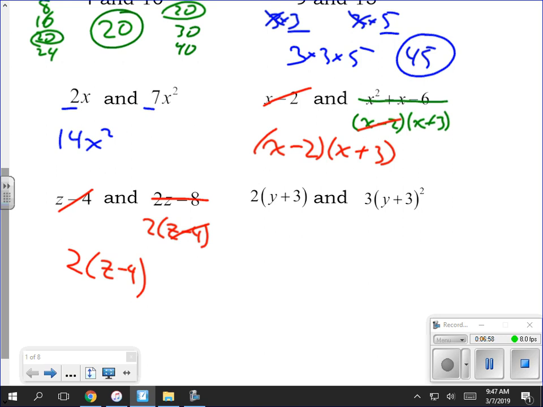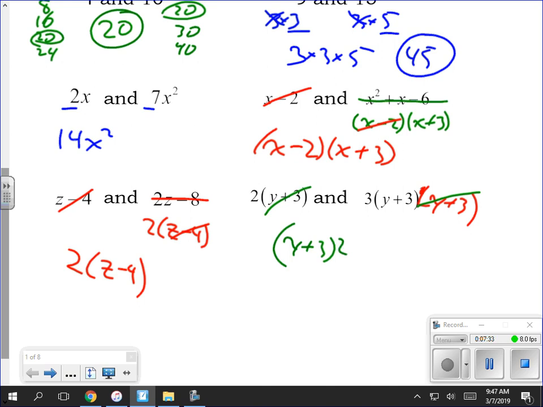This next one's a little more complicated. I have y plus 3, and I have (y plus 3) squared, which really means that I have y plus 3 there twice, right? Okay. So first thing I do is what's shared, what's in both of them. I have a y plus 3 in both. I have to put that down. And then, do I have anything else that's shared?